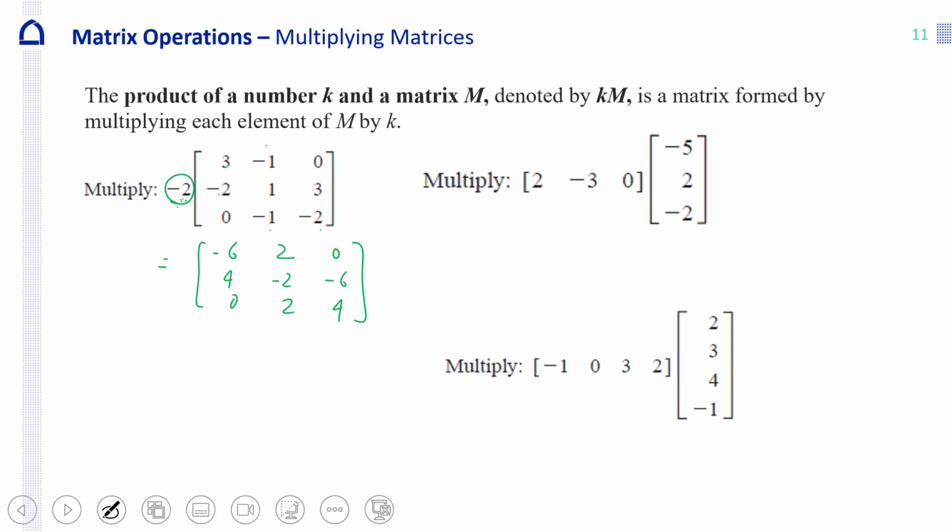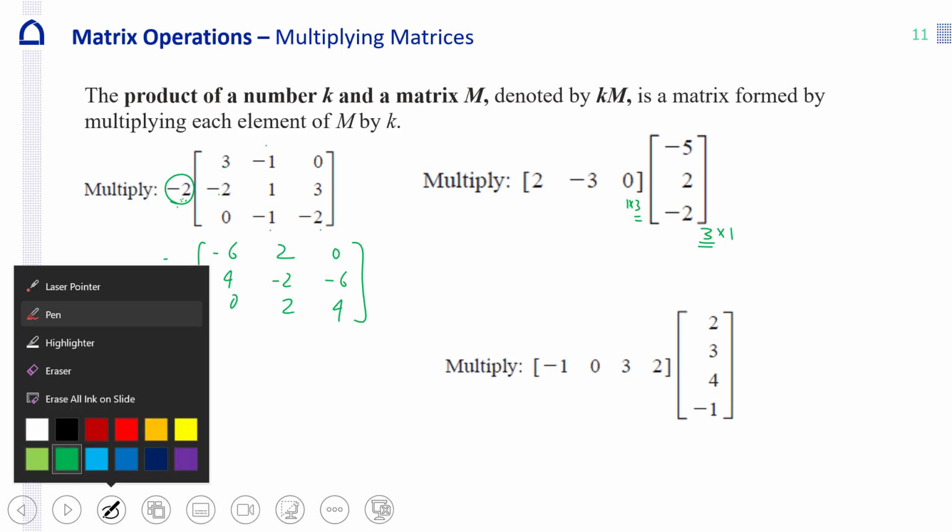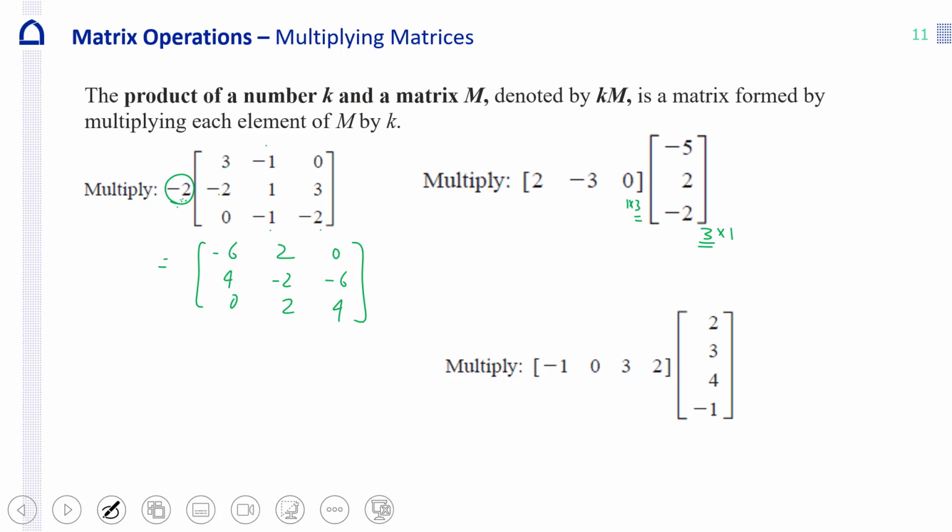But to multiply this one, yes, this is a 1 by 3 matrix. This is a 3 by 1 matrix. Yes, the number of columns of the left one equals the number of rows of the right one. Okay, this is a condition for multiplying two matrices. Let's go and multiply. Why do we have this condition?